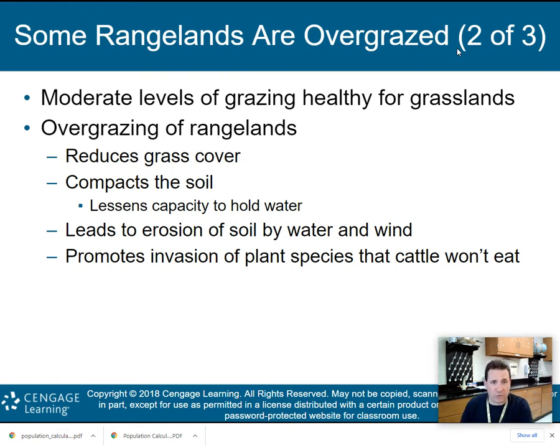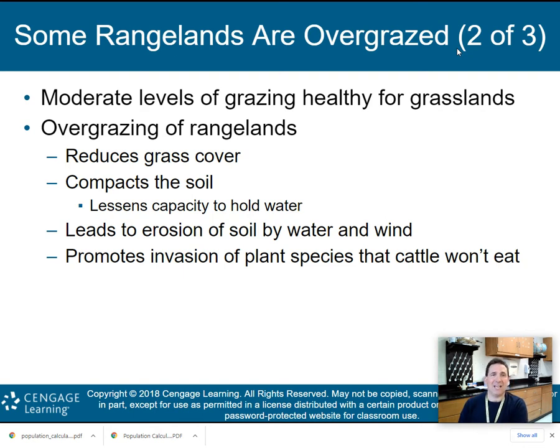No issues. The problem is humans come into the show and start overgrazing these rangelands and grasslands. And what happens? That reduces the grass cover. When you reduce the grass cover, you compact the soil, which means the soil has less capacity to hold water. That leads to erosion of the soil by water and wind, and it also promotes invasion of plant species that the cattle won't actually eat.